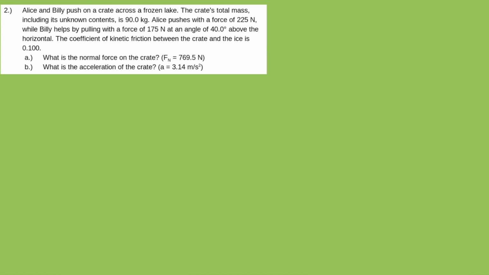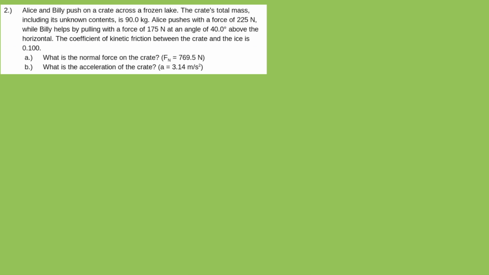Hi Physics. We're going to do from homework 5, this is problem 2. We've got Alice and Billy pushing a crate across the frozen lake. The crate's total mass is 90 kilograms. Alice is going to push with a force of 225 newtons, and Billy is going to help by pulling with a force of 175 newtons at an angle of 40 degrees above the horizontal.